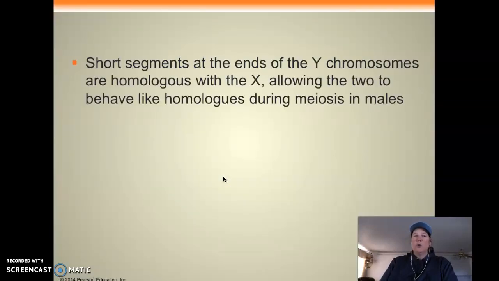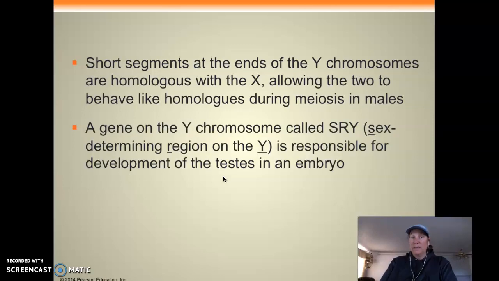So the short segments at the end of the Y chromosomes, they're homologous to the X. So that's why they do pair together, even though they're different. And it's going to happen during meiosis. Remember when we make the gametes, that's when they're going to separate.